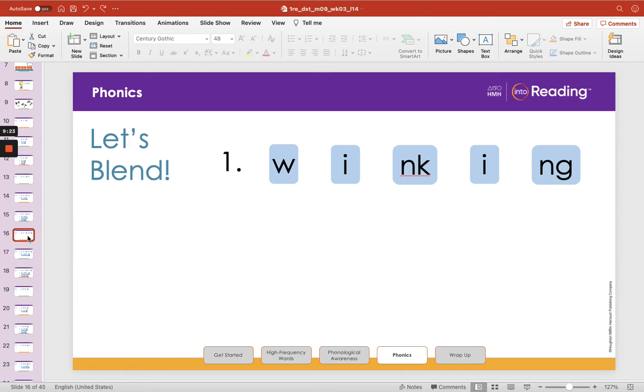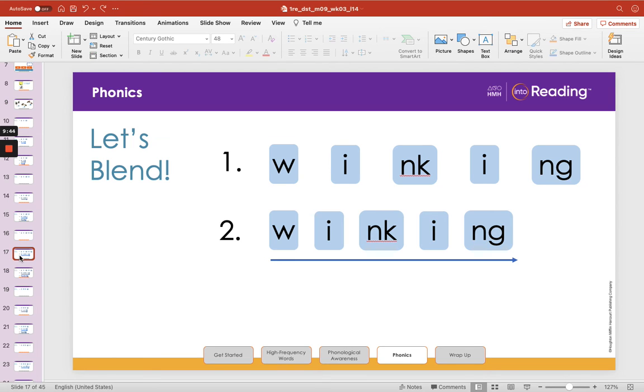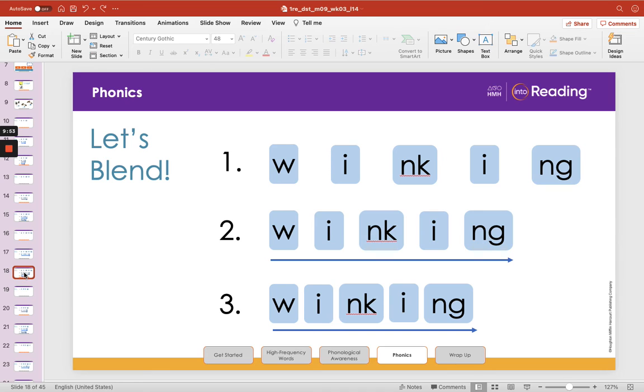Let's look at this one now. So we're going to try to add the ing ending. So look at my line 1. Let's say our letters and our sounds together. W, I, N, K, nk, I, N, G, ng. Let me change my slide so we'll slowly blend the sounds on line 2 to read the word. W, ink, ing, winking. And we can read the whole word together in line 3.